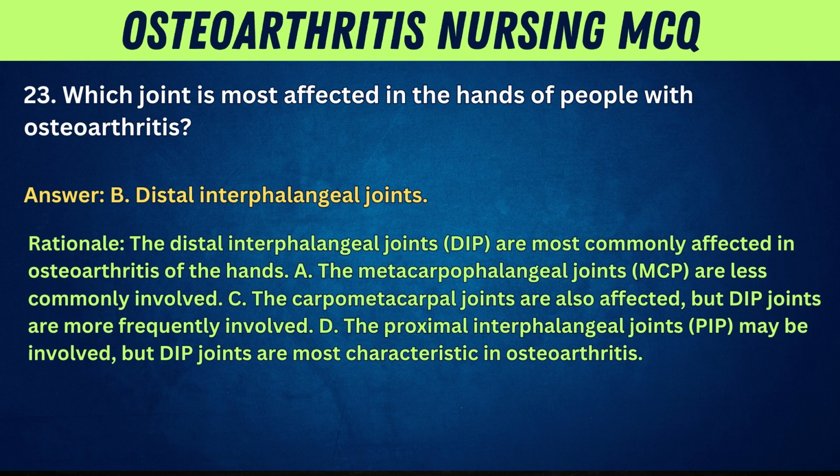A. The metacarpophalangeal joints, MCP, are less commonly involved. C. The carpometacarpal joints are also affected, but DIP joints are more frequently involved. D. The proximal interphalangeal joints, PIP, may be involved, but DIP joints are most characteristic in osteoarthritis.